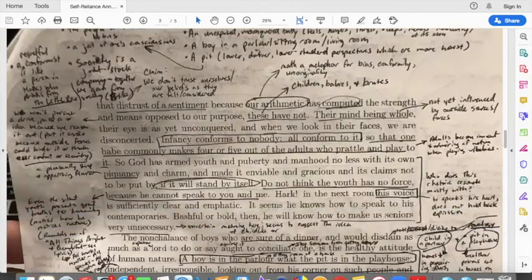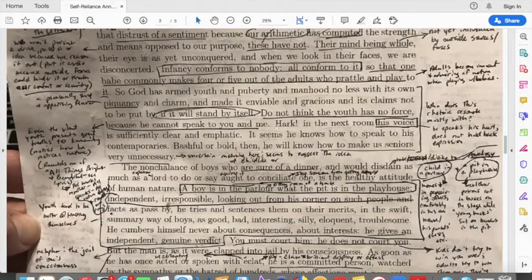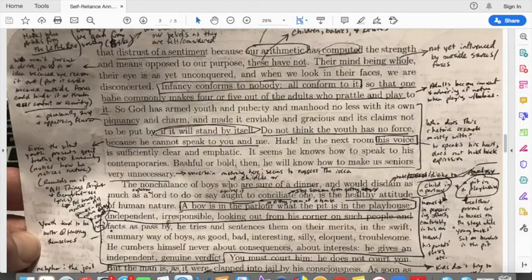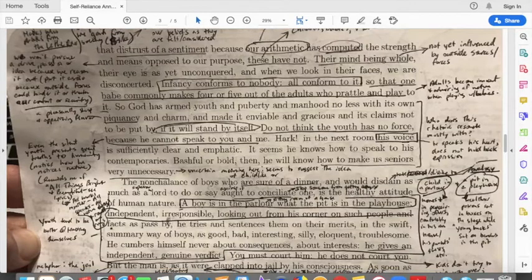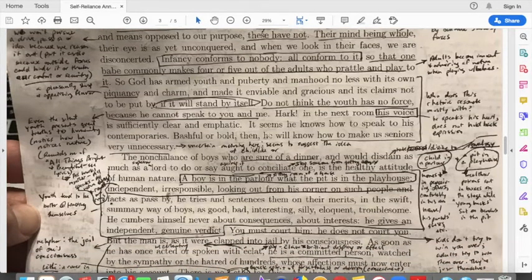And he doesn't let you dwell on that for very long, because he basically then goes on and says, let's think about babies for a while. Children and babies. Infancy conforms to nobody, all conform to it. And he goes on and says, bashful or bold, then he will know how to make us seniors very unnecessary. I think when Emerson wrote this, he's only about 40 years old, upper 30s, low 40s. He's not that old, but he obviously is saying he's much older than an adolescent.